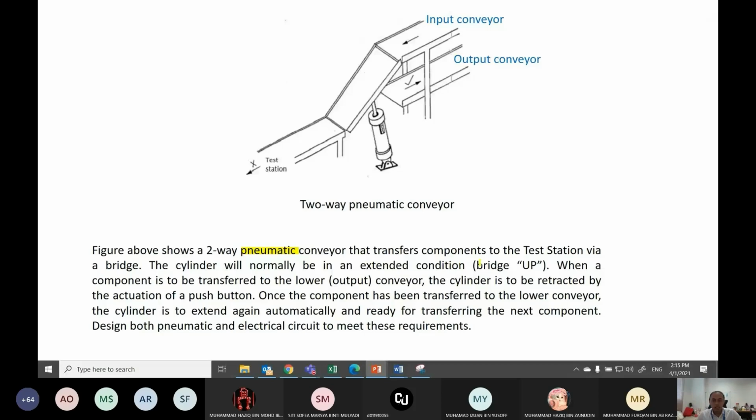Okay, and then transfer components to the test station. So you can see on the figure here, the test station is down here to the left, via a bridge. So you have the bridge like this.